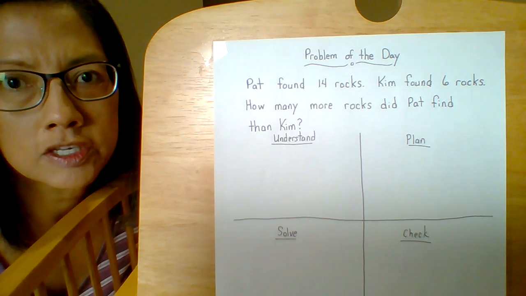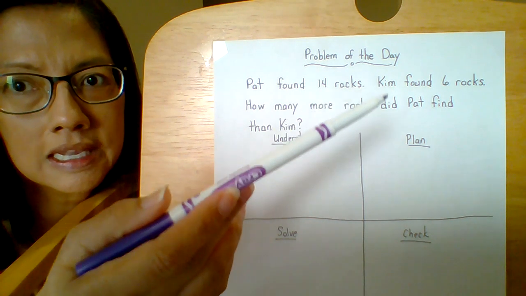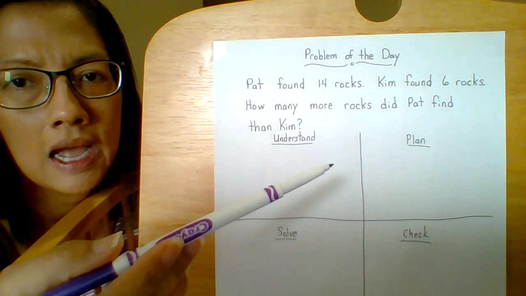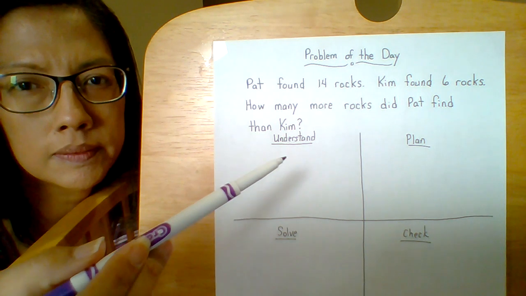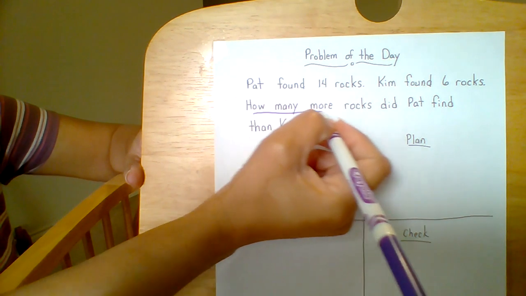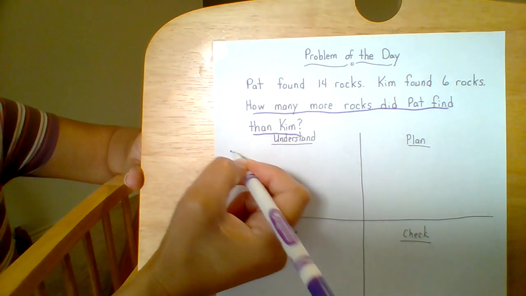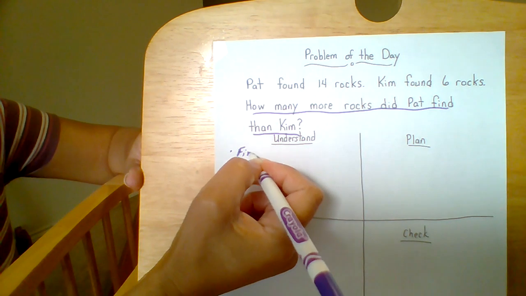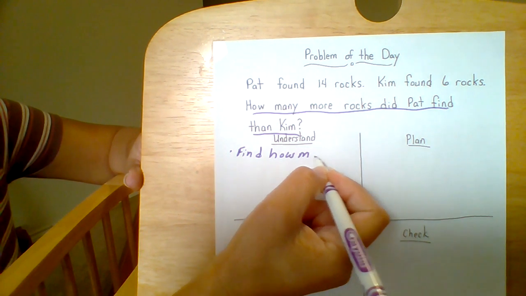So we're looking at our question and we see that Pat found 14 rocks. Kim found 6 rocks. How many more rocks did Pat find than Kim? We start with our understand, and we're going to underline the question. How many more rocks did Pat find than Kim? So in my understand, I have to find how many more rocks Pat found.